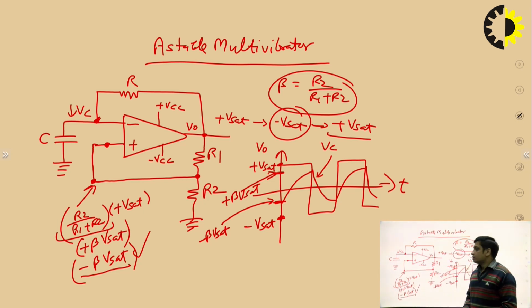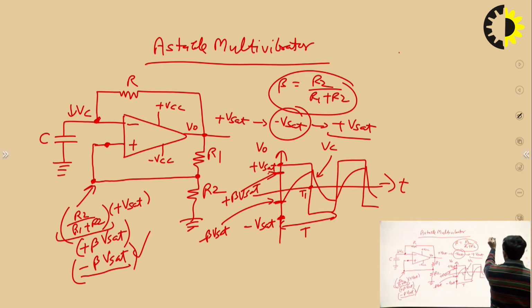Now we can derive the frequency of this square wave pulse waveform, because in oscillators, in astable multivibrators, we are interested in the frequency of the output signal, F0. So what concept do we use to derive the frequency of the square wave? See, this is one cycle. Let's say the time period is T, and this is the half cycle, let's say time T1. If we calculate the value of T1, then what will be T? T will be equal to 2 into T1.